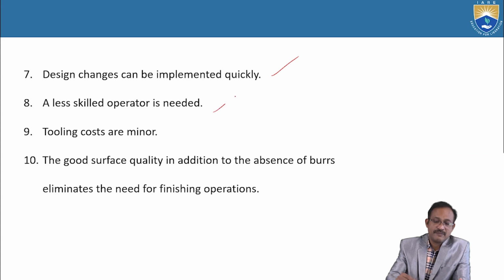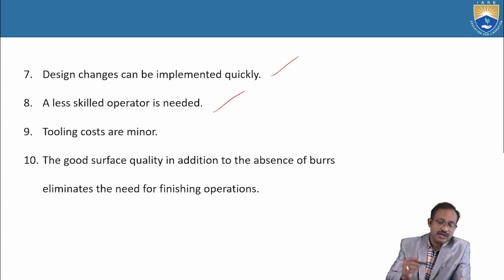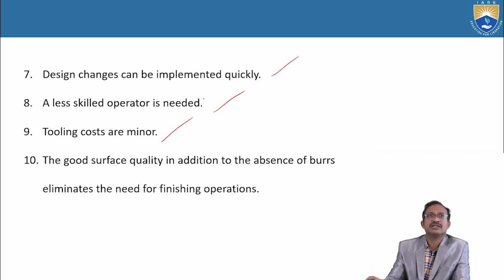A less skilled operator is needed. Skill is not that much required here, but in conventional machining, the operator should have proper training and skill. Tooling costs are minor. Here the tools are just maskants and etchants only, so the cost is very low.